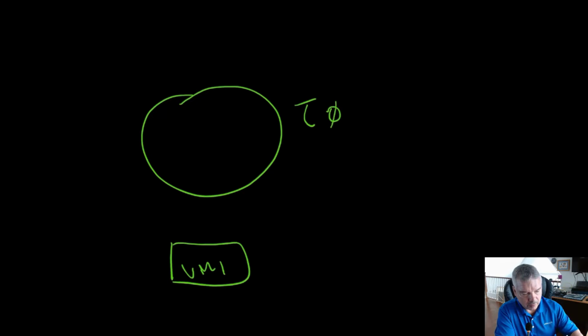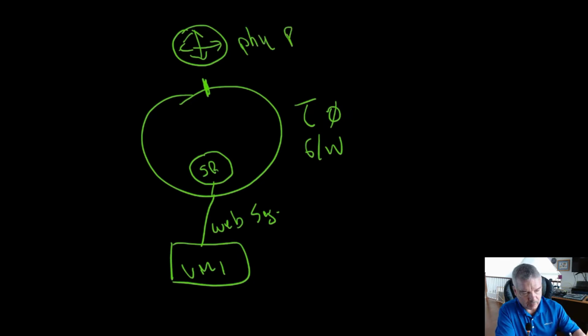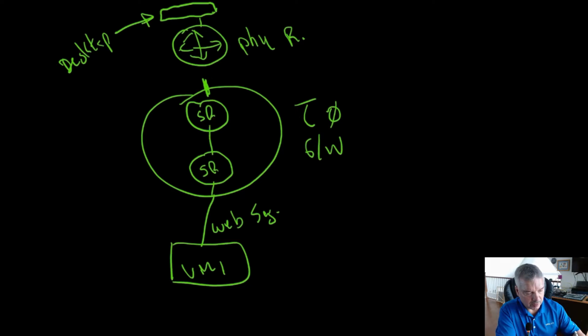Here's the VM1. It's going through a tier 0 gateway. And here's the segment, the web segment. Here's the DR component. And because we have an uplink going out to the physical router, and then my, oops, I can't draw it. It won't let me draw up there. There's the desktop. I've got to draw my SR over here.